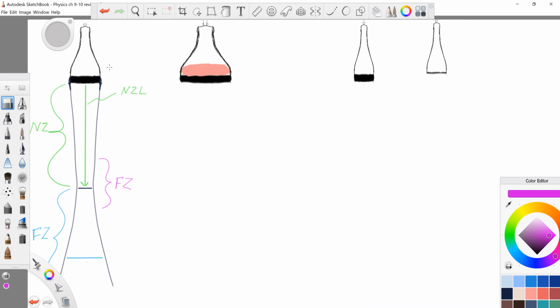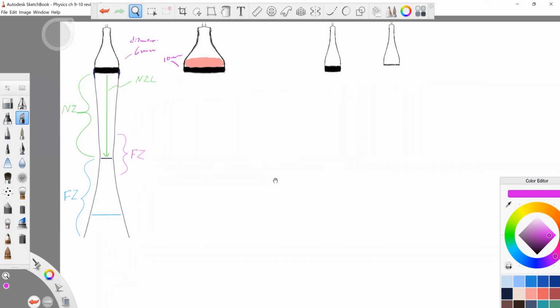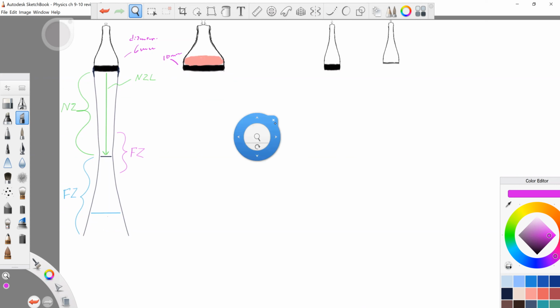So let's call this one over here the 6 millimeter diameter. And then this one is the 10 millimeter. Well, let's see, what do we know about the diameter? The diameter is directly related to the near zone length. And so here I've already drawn in on this smaller diameter the near zone length, which is the green arrow down the middle, which is pretty much synonymous with the near zone.